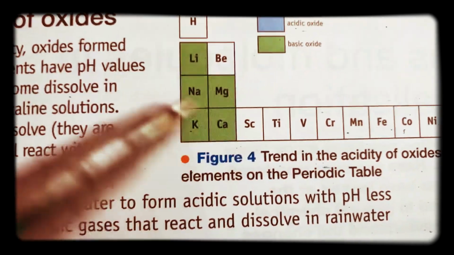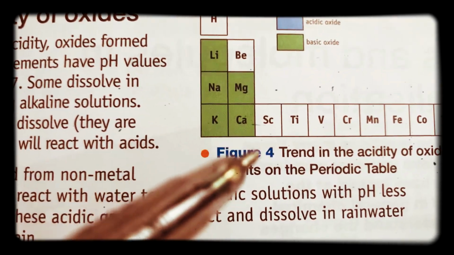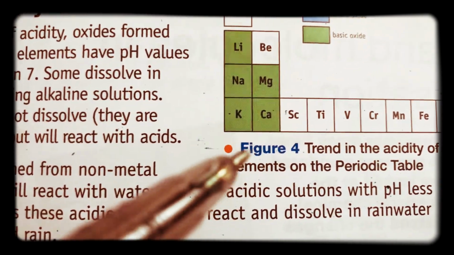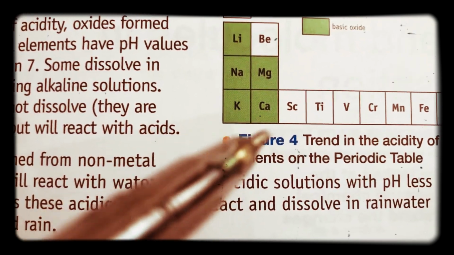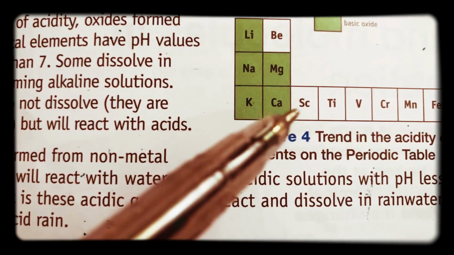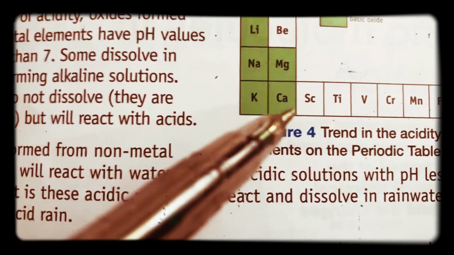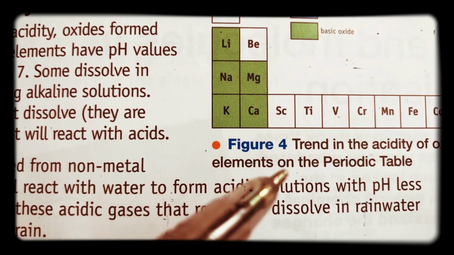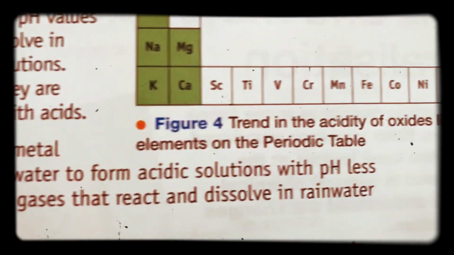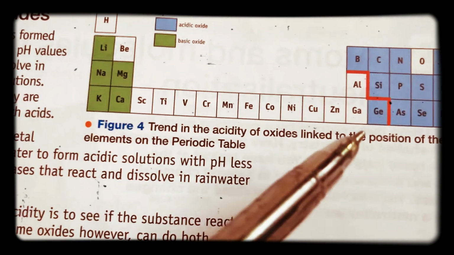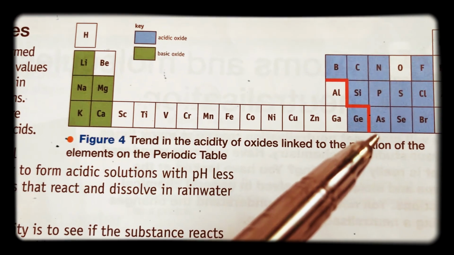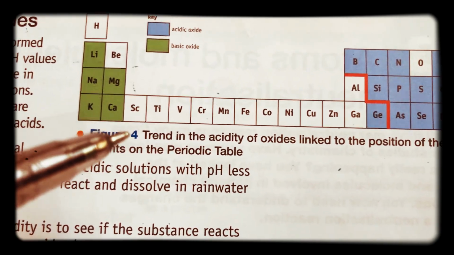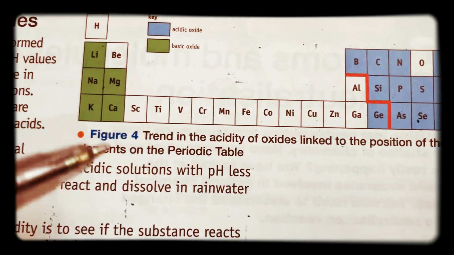Now, some of these will dissolve in water, forming alkaline solutions. Others may not dissolve so much. They're not very soluble in water. Calcium hydroxide, for example, is sparingly soluble in water, but they will react with acids. Okay, so oxides formed from non-metal elements will react with water to form acidic solutions with pHs less than 7. So these are pHs greater than 7, and they will neutralize acids whether they dissolve in water or not.